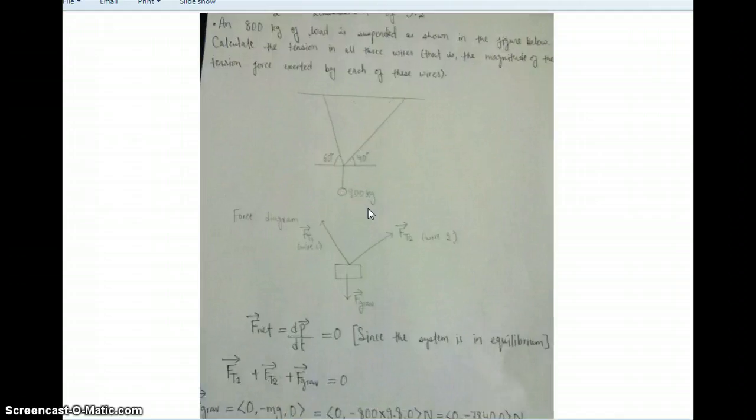The question is: an 800 kg load is suspended as shown in the figure below. Calculate the tension in all three wires. That is, the magnitude of the tension force exerted by each of these wires. The figure is like this.